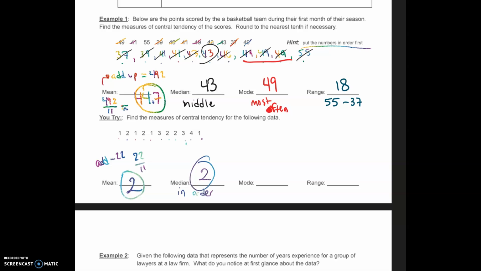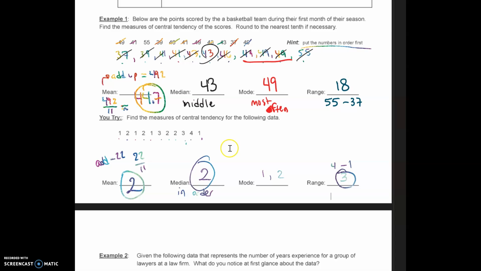For the mode, there's actually 2 of them. You will notice that 1 and 2 both appear on our list 4 times. You are allowed to have more than one mode. And finally, our range, our biggest value is 4, our smallest value is 1, so we do 4 minus 1, which is 3.